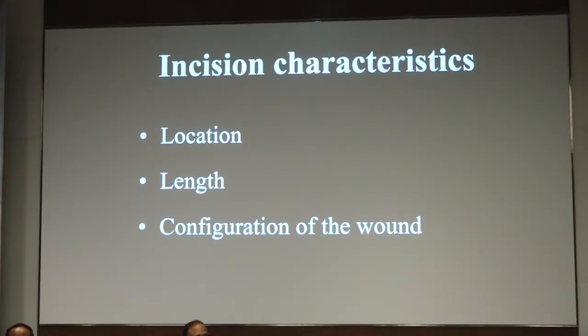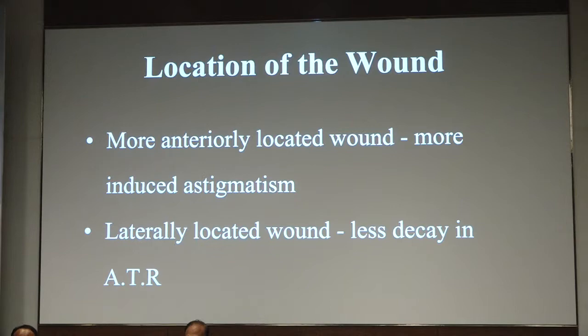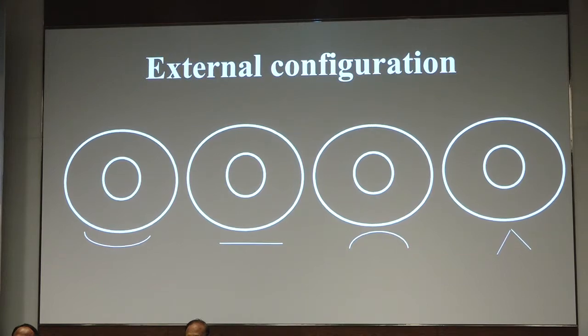And again, regarding the incision characteristics, you have to think of the location, the length, and the configuration of the wound. Location, as I already mentioned, we will place at the steepest meridian. Then there is the external configuration and the internal configuration of a wound. For the external configuration, this is the arc length: when you start from this end and go along the line of the incision, that's the arc length. From the point of initiation to the point where it ends, this is going to be your chord length. This is very important.